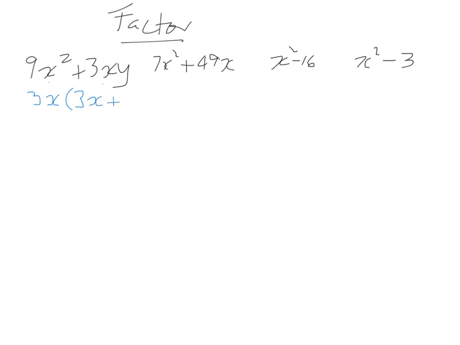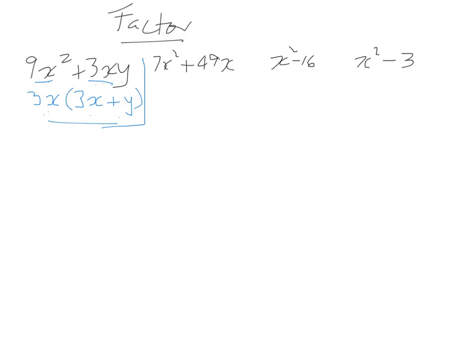And plus, I'm going to say y, because that's what we've taken out. So we've taken out that 3x, we bring it out the front. 9x squared divided by 3x gives us 3x. 3xy divided by 3x gives us y. So that is that thing factorised. I'm just going to put a line here, hopefully make it a bit easier to read. We may also need some more working out space.